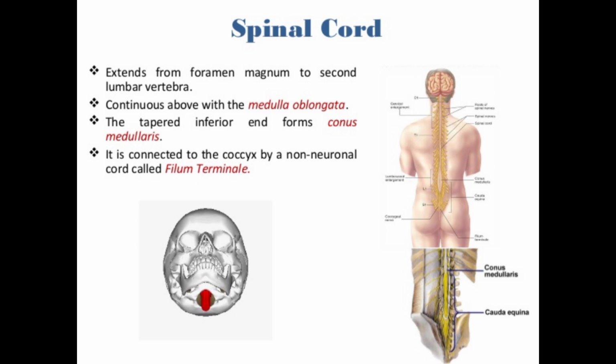Then after that you have to know about the spinal nerves. The spinal cord will give rise to 31 pairs of the spinal nerve. So how many are there? There are about 31 pairs of the spinal nerves present.